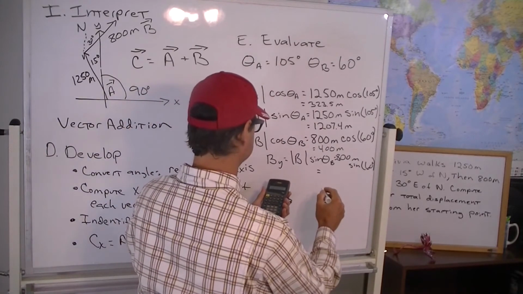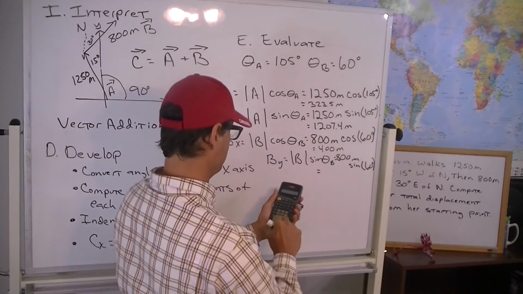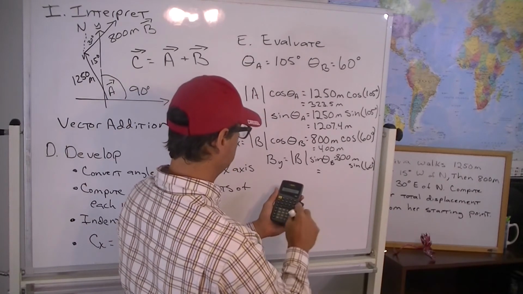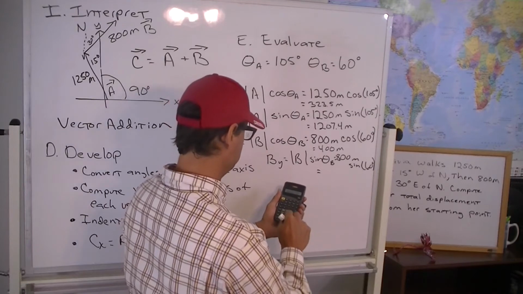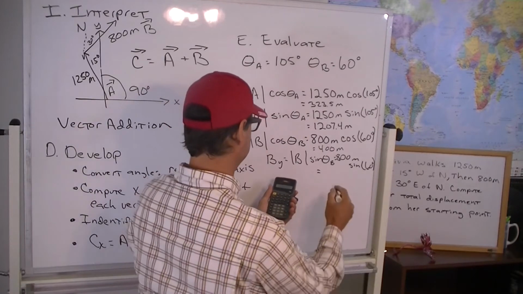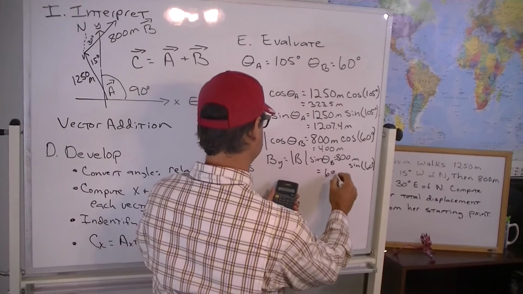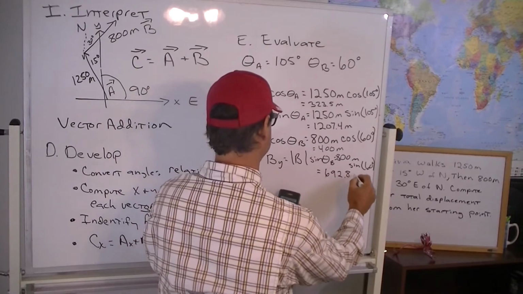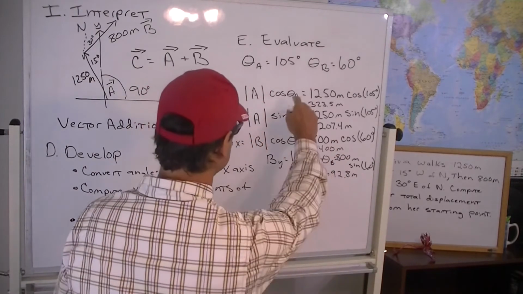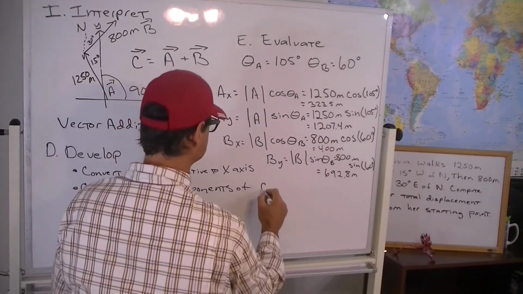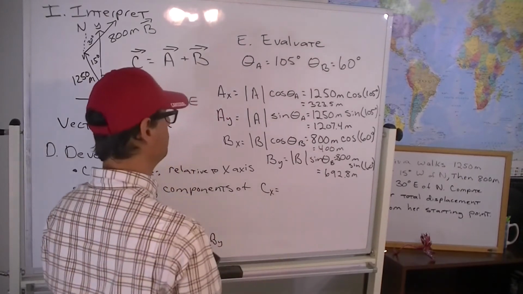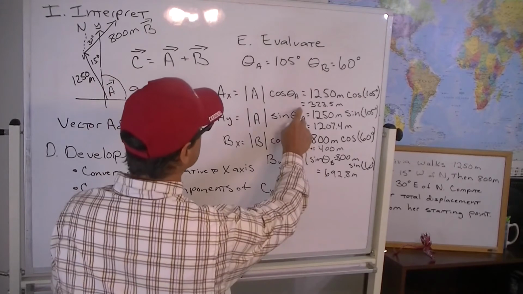is, well, somehow I did that wrong. Sine of 60 degrees is 0.866, and then times 800 is 692.8 meters. So adding together the x components to get the x component of the total displacement vector.